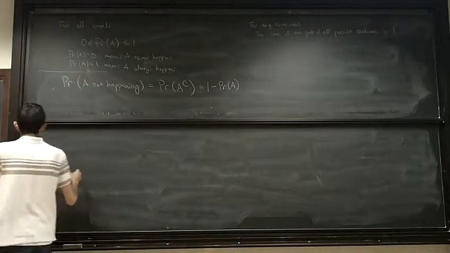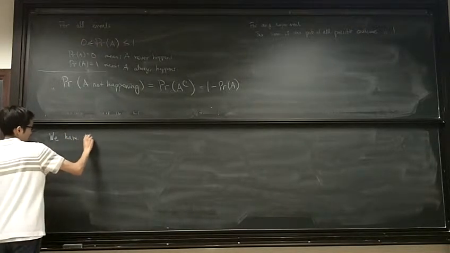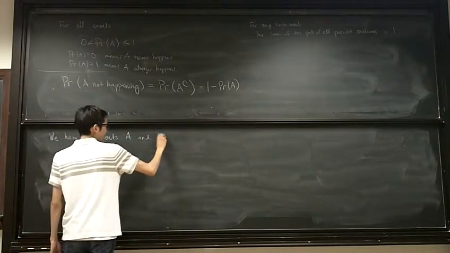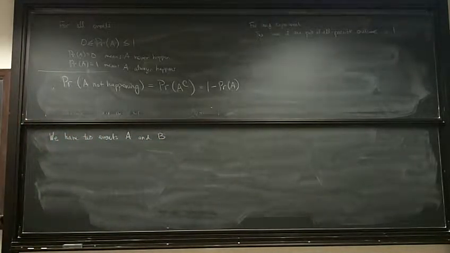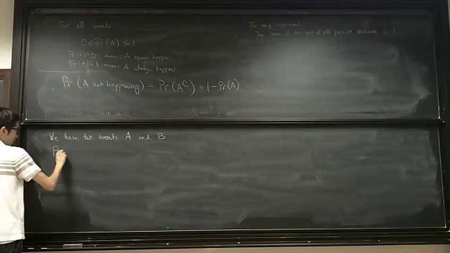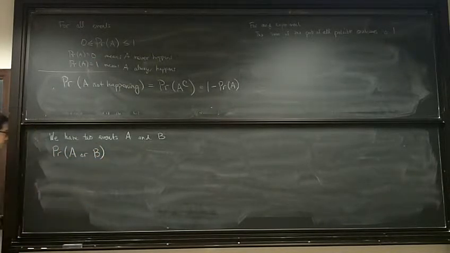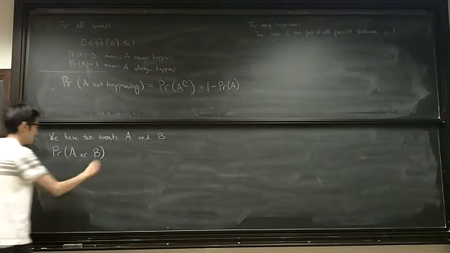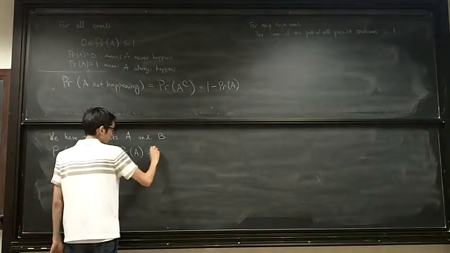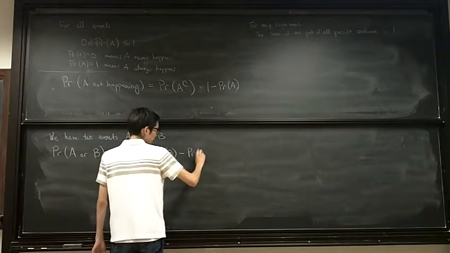If I ask, let's say we have 2 events, A and B. If I say, what is the probability of A or B, the probability of A or B happening, this is equal to the probability of A plus the probability of B minus the probability of A and B.